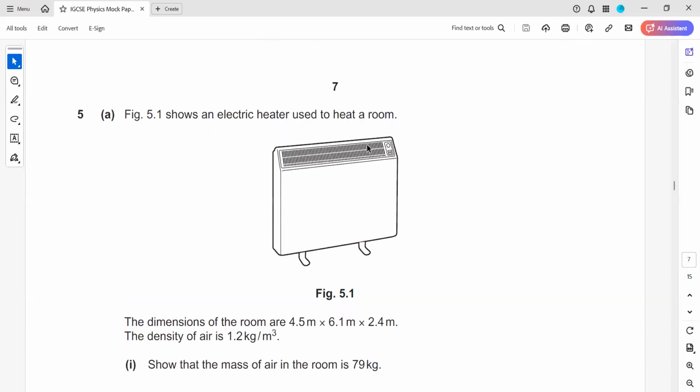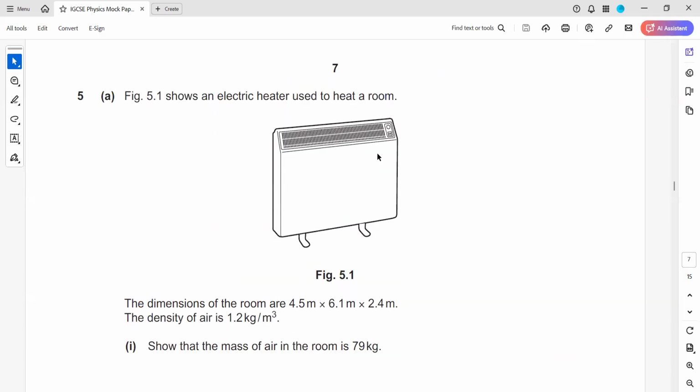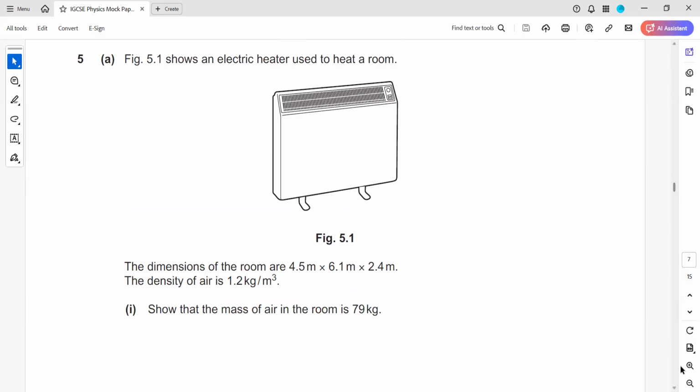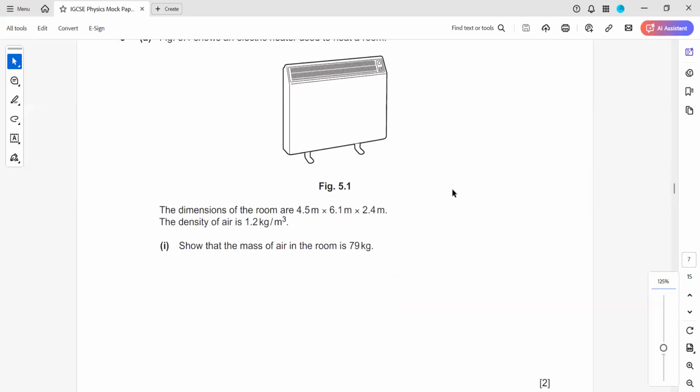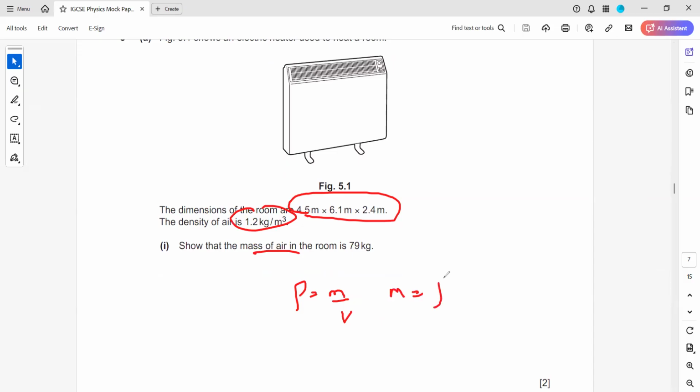The next question, figure 5.1 shows an electric heater used to heat the room. The dimensions of the room are given. So we have the dimensions of the room, which will give us a volume, and we have the density. Calculate the mass of air. So density is mass present in a unit volume, so mass is density times the volume. Density is 1.2 and the volume is 4.5 times 6.1 times 2.4.